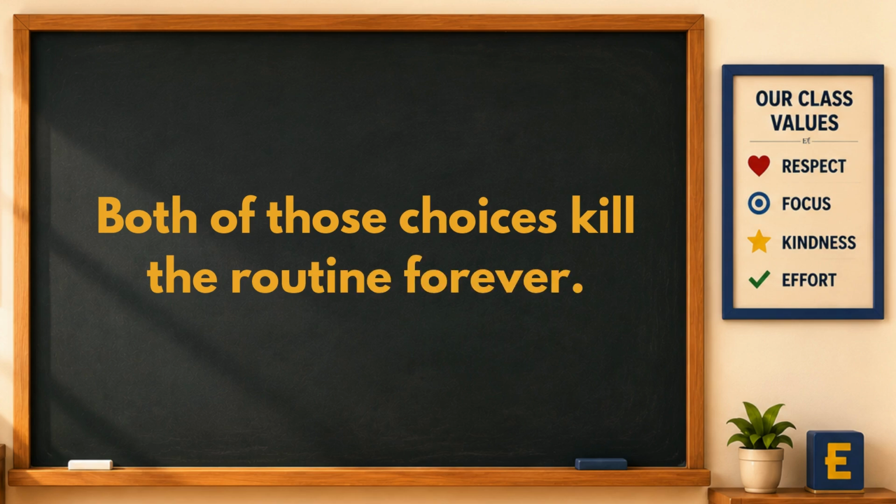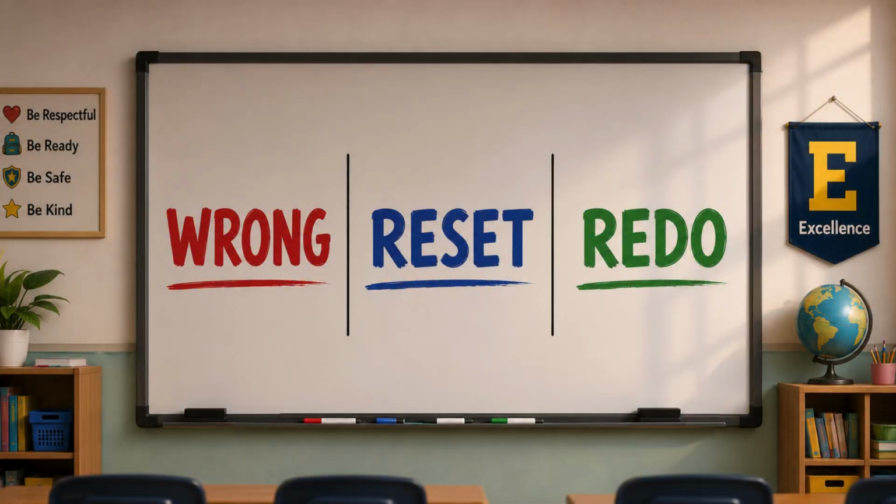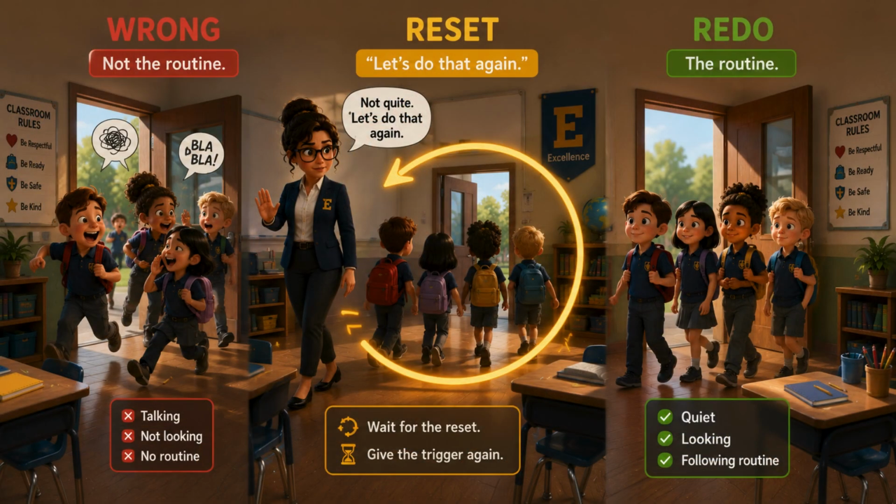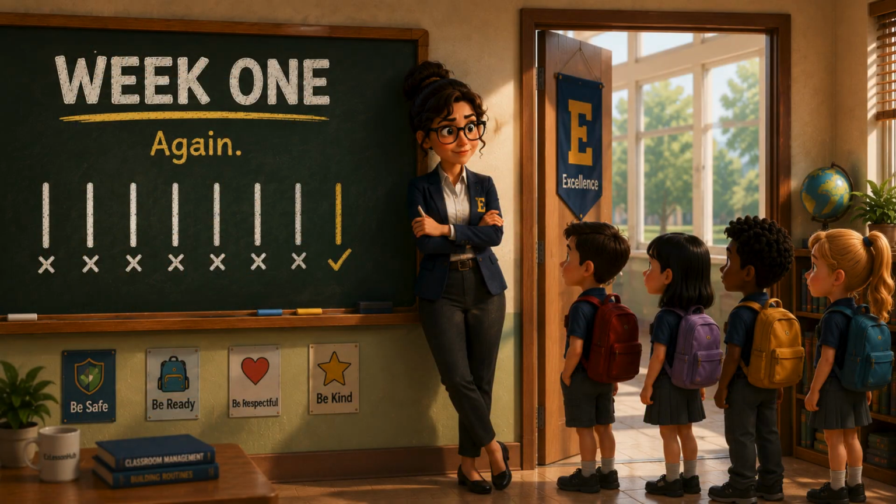Here's what you do instead. 3 words. Wrong, reset, redo. The moment the routine is not executed 100% correctly, you stop. You say calmly, not quite. Let's do that again. You wait for the reset. You give the trigger. They redo it. You do this in week 1, ruthlessly. Every time. Even if it takes 7 attempts.